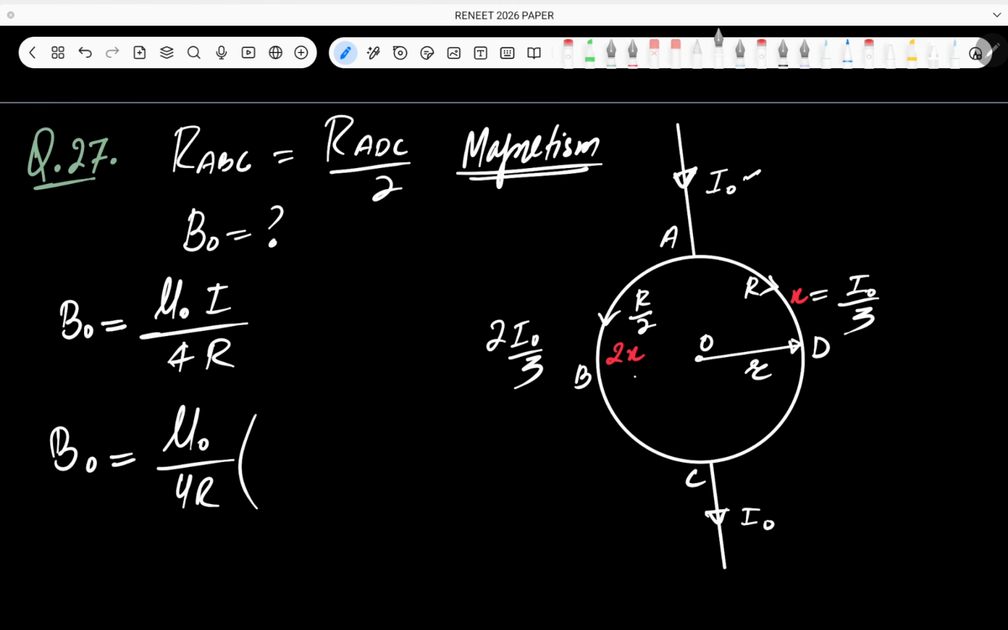All right. Now this current is more, this current is less, and because of this the magnetic field will be outwards, and because of this the magnetic field will be inwards. So the two magnetic fields will subtract each other. So I will write it like this, twice I naught divided by 3 minus I naught divided by 3.